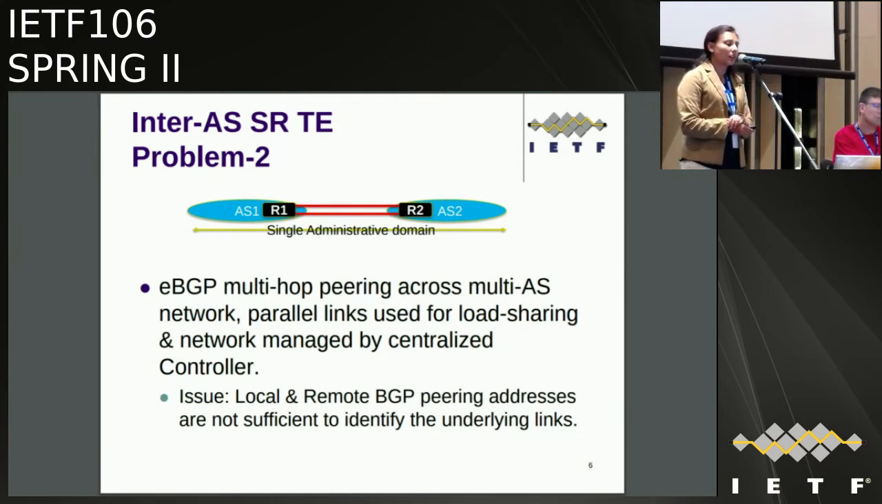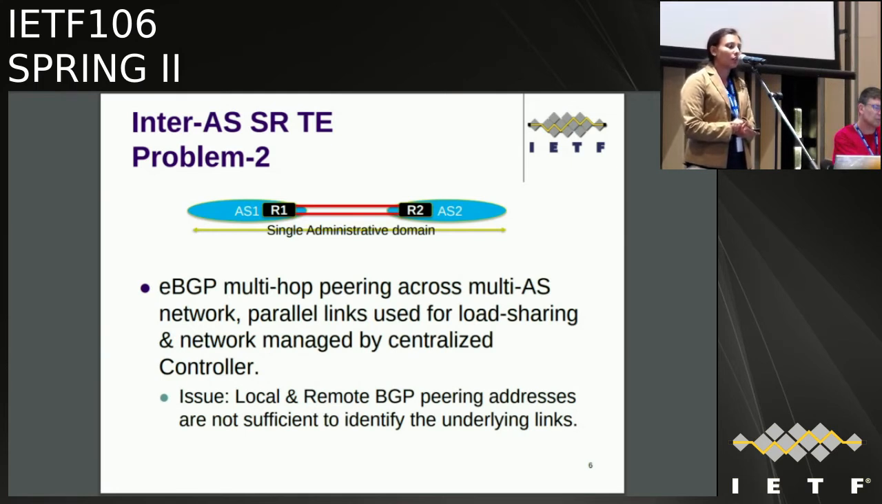So the second problem is peer node SID. This is a case where there is an eBGP multi-hop session between the two ASs, between R1 and R2, which are the ASBRs. We have a peer node SID advertisement for this eBGP multi-hop peering session, and traffic is expected to load balance between these two links shown here. As part of the peer node SID advertisement, what we get is the BGP multi-hop session local addresses, which are R1 and R2's loopback addresses. So the controller doesn't really know which are the actual links that are being used for this node SID.